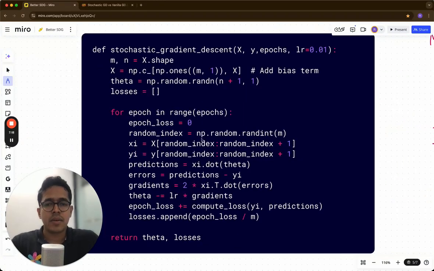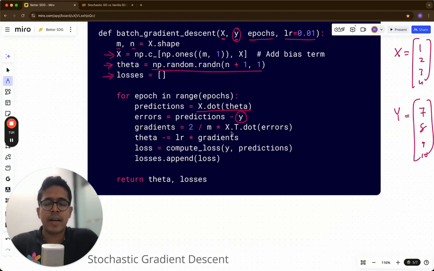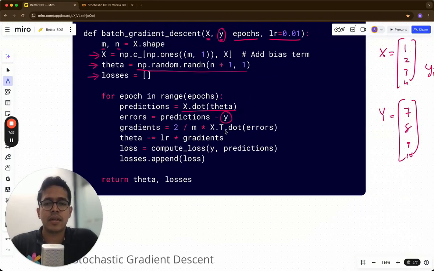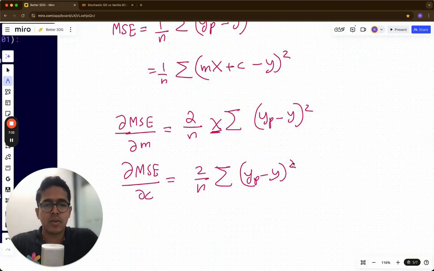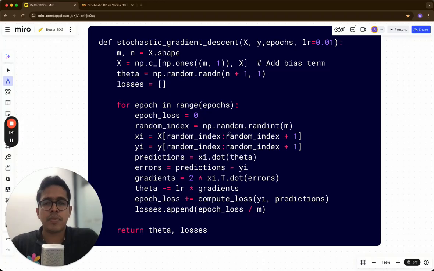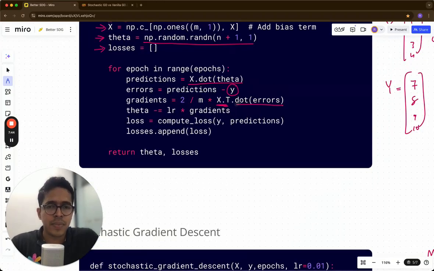So that is what is calculated here. Where is that? 2 by m times x times t dot, sorry, this is not x times t, it is x transpose times dot of errors. So square is not there by the way, because when you take the derivative the square will be gone. So you are taking the product of x transpose and the matrix where the prediction minus actual value of y is stored. Then you are performing the theta update, and look at this, it's minus equal to, which means you are doing theta equal to theta minus learning rate times gradient, which is the formula for gradient descent.